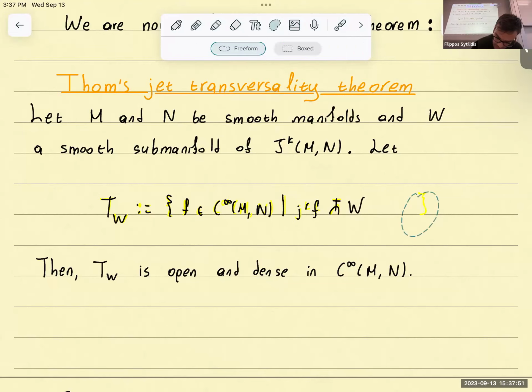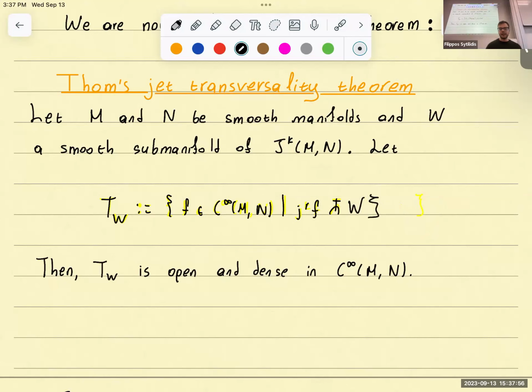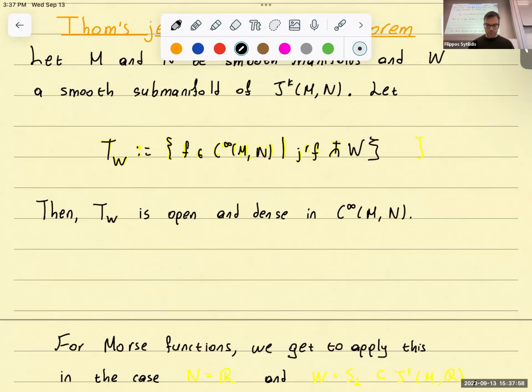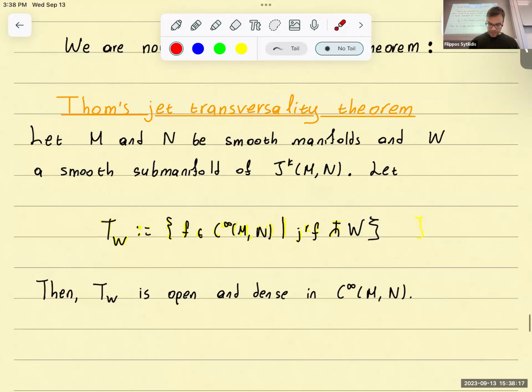So this is just a collection of maps. And Thom's transversality theorem is that this collection of maps is going to be open and dense in the space of C-infinity functions from M to N. Which is quite strong because we have lots of choice here. We can choose the K, we can choose the W, and we can set this up.